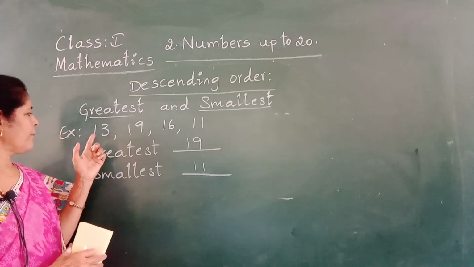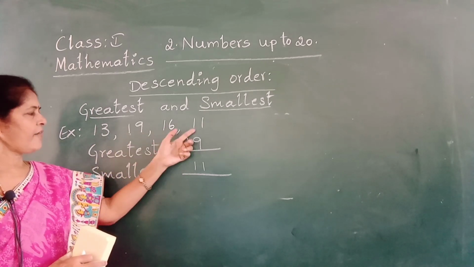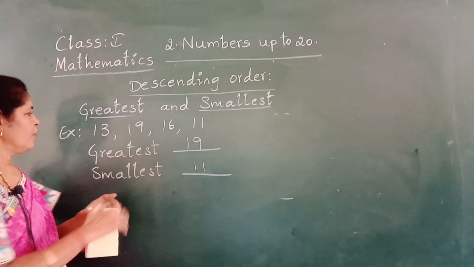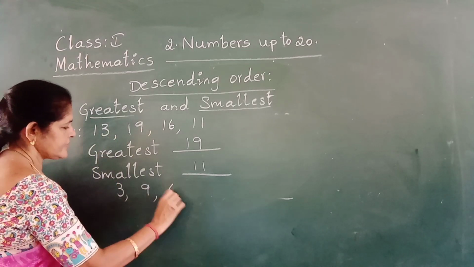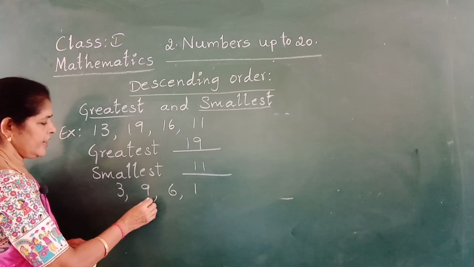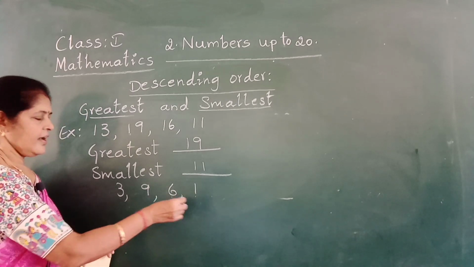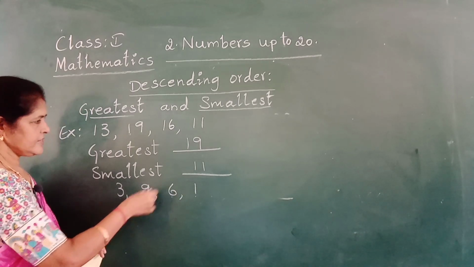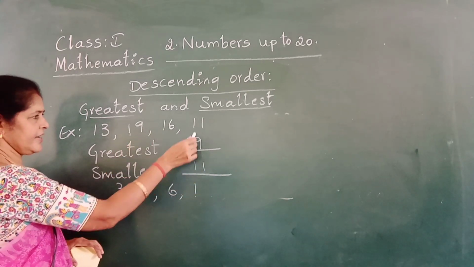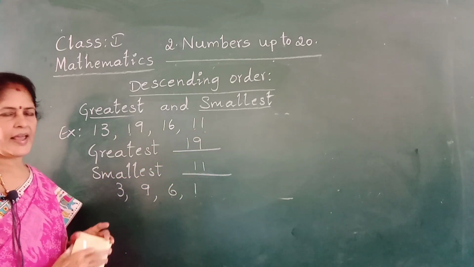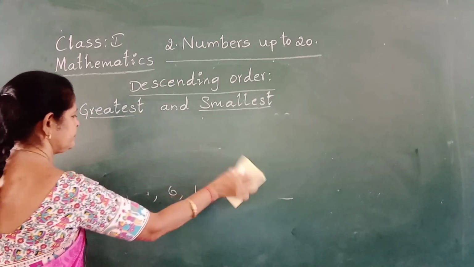Okay. How to compare? See, tens number having 1. 1 is common. Ones number having here 3, here 9, here 6, here 1. 3, 9, 6, 1. Here in 1-digit number 9 is the greatest, 1 is the smallest. That's why 19 is the greatest, 11 is the smallest. Another example.